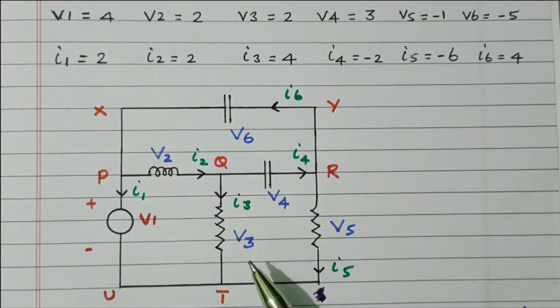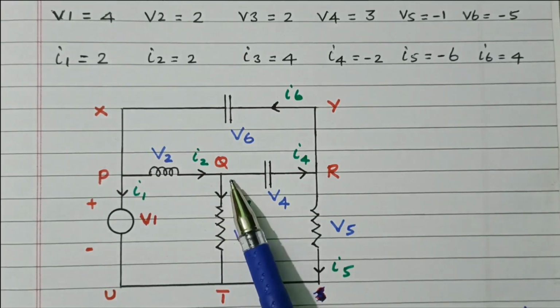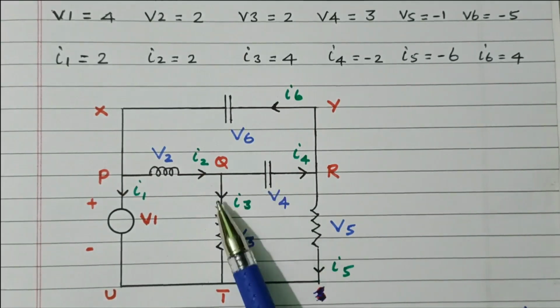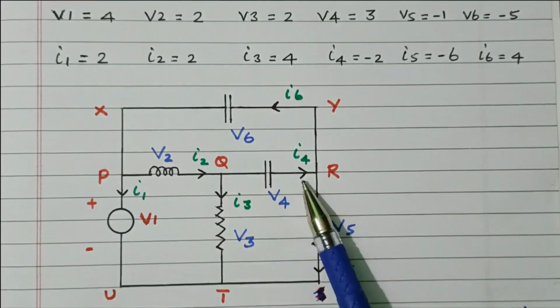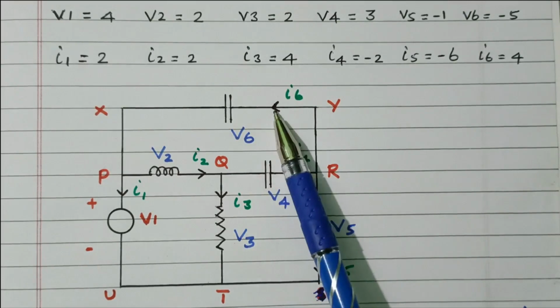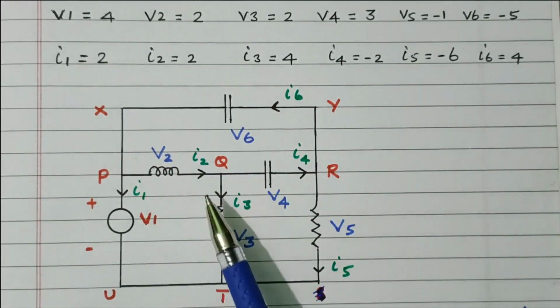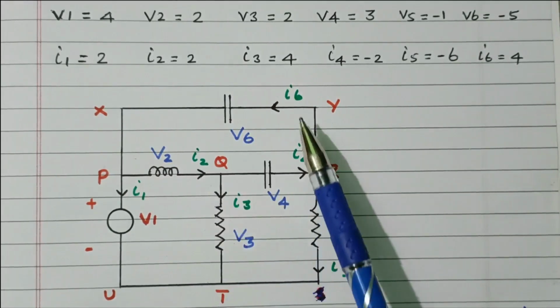Now similarly, we will analyze the current. What is this current I2? I2 is nothing but I3 plus I4. I2 is split into I3 and I4. What about this I4? I4 is split into I5 and I6. What is this I6? I6 is nothing but I1 plus I2. So we will verify I2, I4, I6.